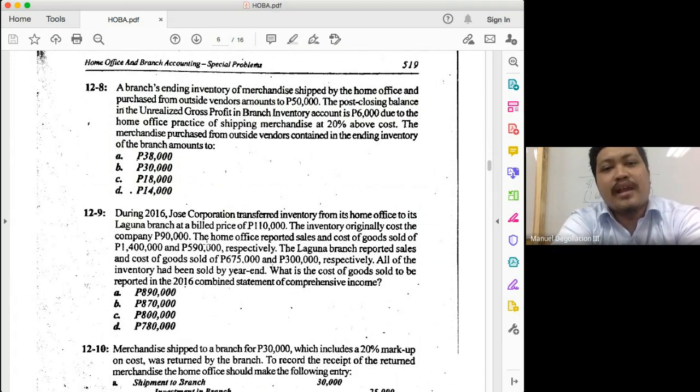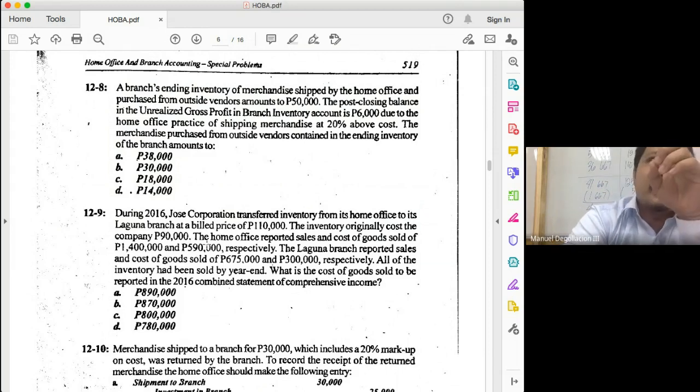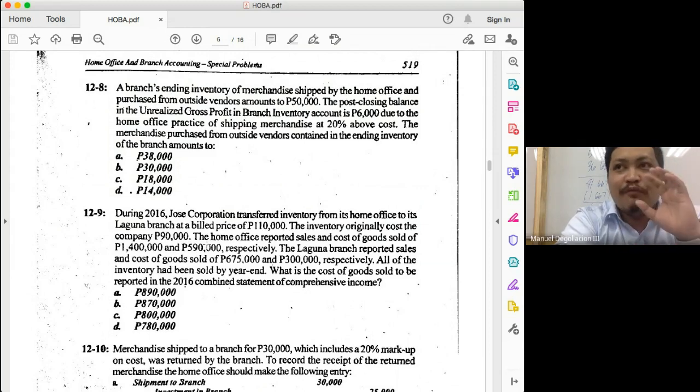Now, another important takeaway. The post-closing balance, class, in the unrealized gross profit represents the markup on your ending inventory. So please take note of that one. Because remember, if it's before adjustment, before closing, what does it represent? Markup on your TIGAS. And what is the adjustment to your allowance account? Remember problem 12-4. The question there is how much is the adjustment? If you're asked for the adjustment, it represents the markup on your cost of goods sold. Now, if it's before closing or before adjustment, the balance of the allowance account represents the markup on your TIGAS.